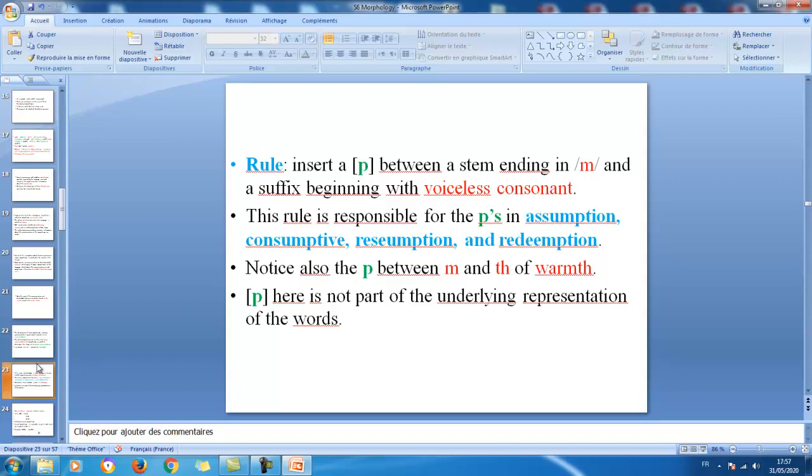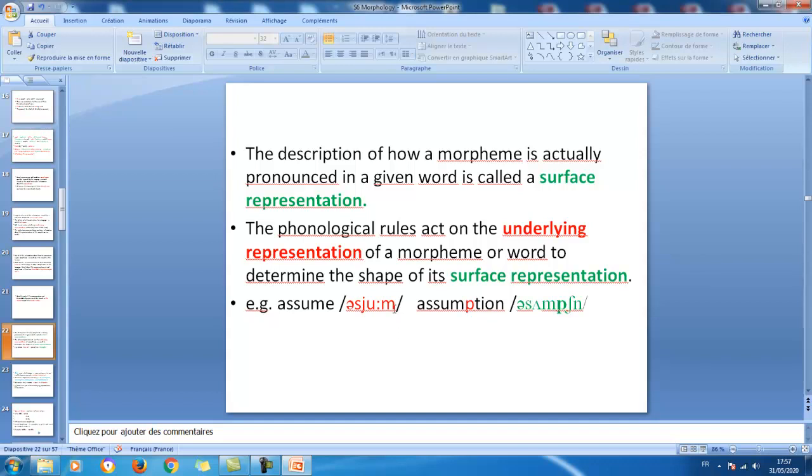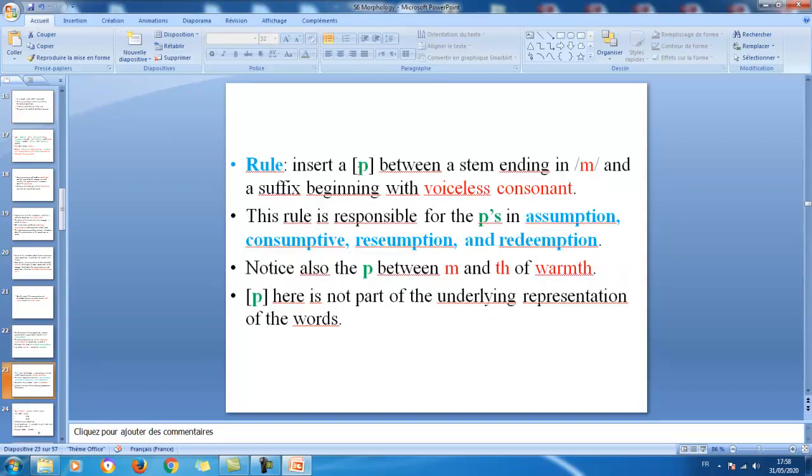So let's go back to what we said before here. So look here, this is the stem, the base, this is what you call the underlying form, to assume. The last sound of it is m. We are going to add to it shen, this tion, shen. So the first sound of this tion is sh, which is voiceless. So between m, the last sound of the stem, and sh, the beginning of the suffix, we have to add this p here. This is what we have said in here. Insert a p between a stem ending m and a suffix beginning with voiceless consonant. This rule is responsible for the p in assumption.